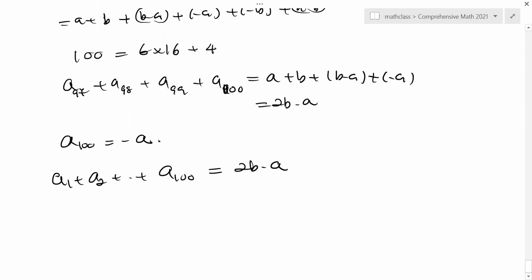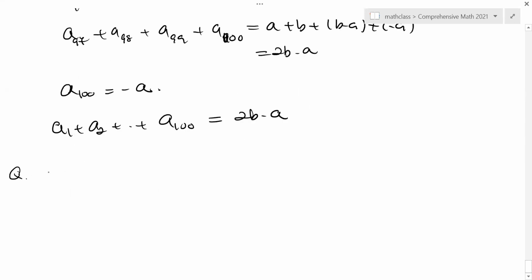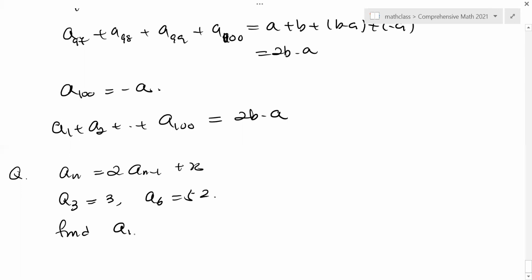So for this type of problem, you just need to take a look at the first few terms first to get the general formula. Okay, let's do one more problem. The sequence is generated by the following formula. We know that A3 is going to be 3 and A6 is going to be 52. Find the general term A_n for n greater than 4.